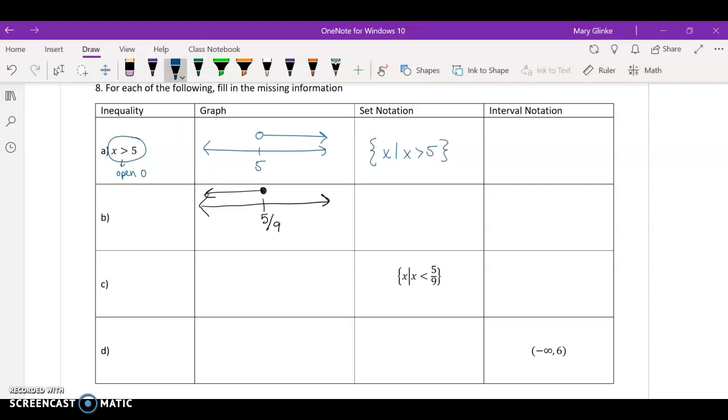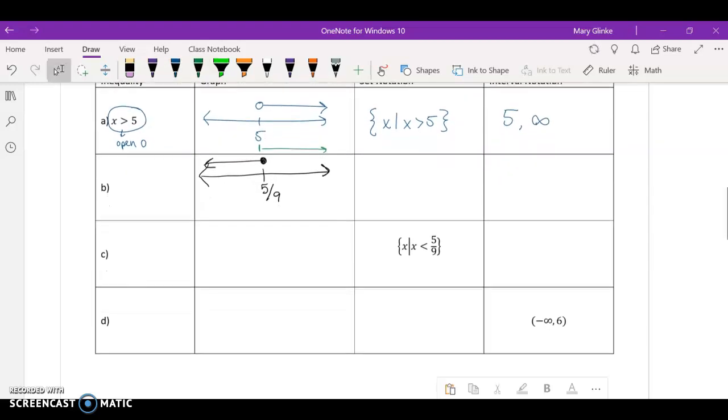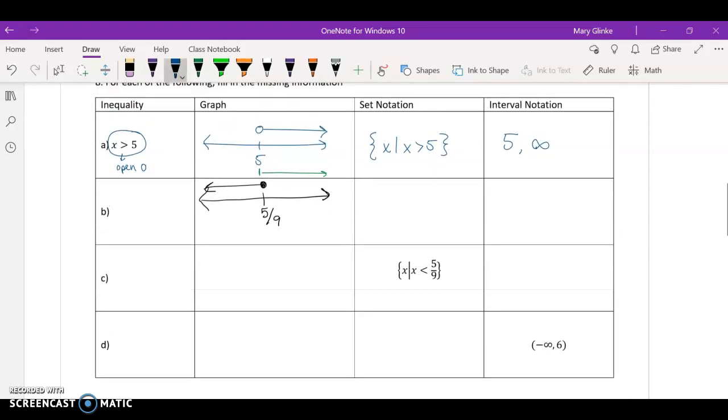So interval notation, as a reminder, is from left to right. So looking at this graph, left to right, my interval starts at 5 and goes to the right for forever. So I'm going to start at 5. Since I'm going to the right forever, that's going to be infinity. Now, infinity always has parentheses, but the number is going to be dependent on the circle. Since it's an open circle, it's going to be a parentheses.